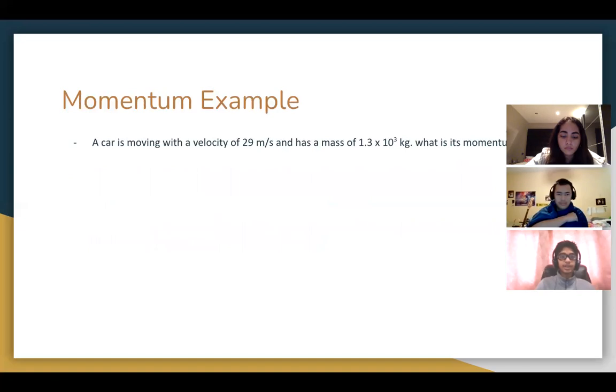Let's start off with an example. A car is moving with a velocity of 29 meters per second, and it has a mass of 1.3 times 10 to the third kilograms. So what is its momentum? I'll give 3 seconds to pause, and then we'll go over the answer. This is a really straightforward problem. It's simply that momentum is equal to mass times velocity. And when you multiply the two given quantities, you should get 3.8 times 10 to the 4 kilograms times meters per second.